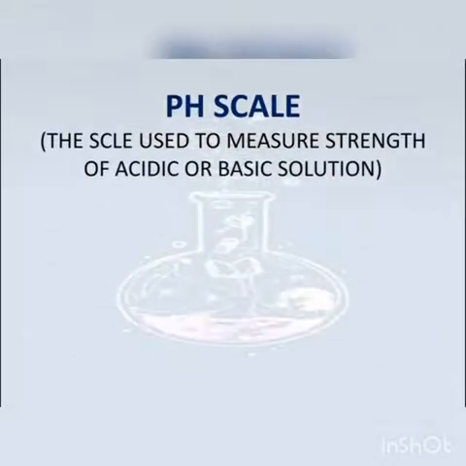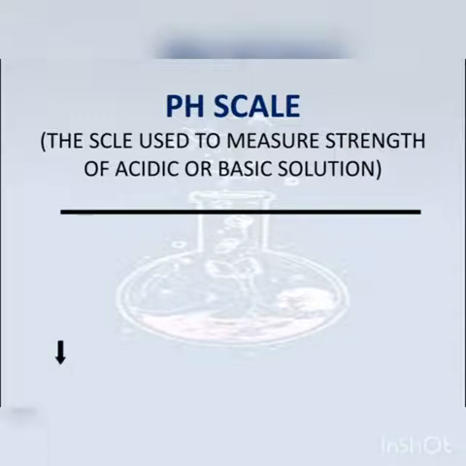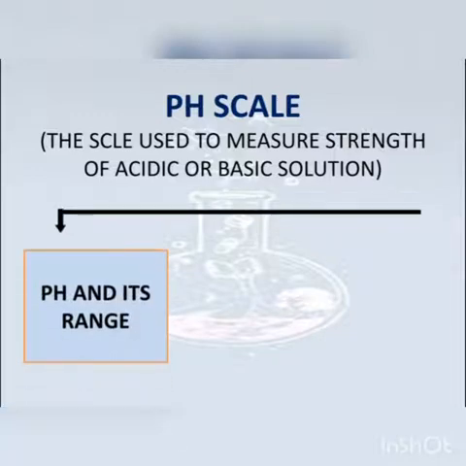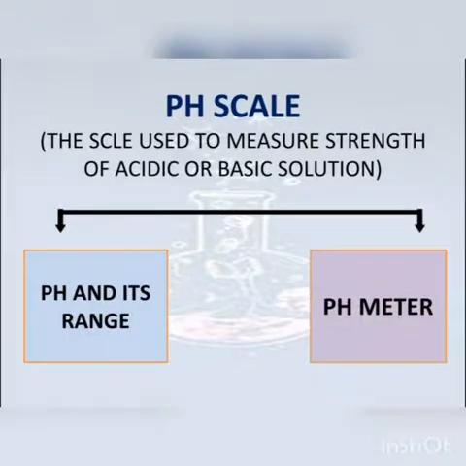Okay, first of all, we are going to study pH scale. What is pH scale? The scale used to measure strength of acidic or basic solutions is called pH scale. After the definition of pH scale, we will study pH and its range, and secondly we will study the pH meter. These two things we will study in the pH scale.